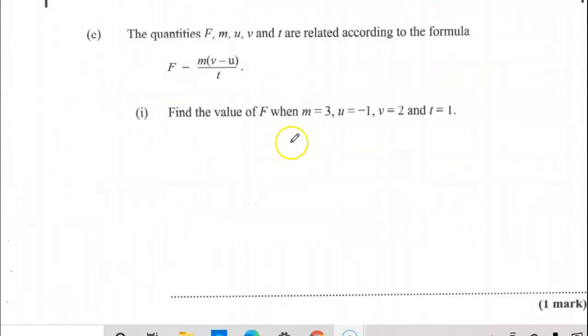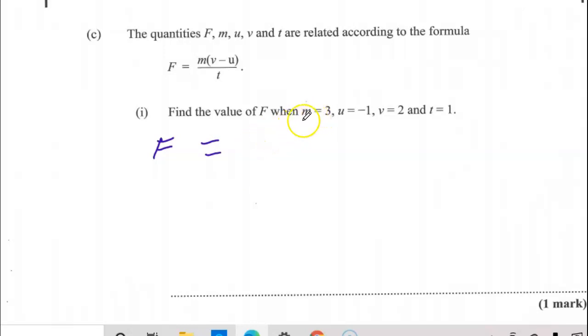So we are now at 2c. The quantities f, m, u, v are related according to the formula. So f, a very famous formula in physics, f is for force, m is for mass, v for final velocity, u for initial velocity, t for time taken.